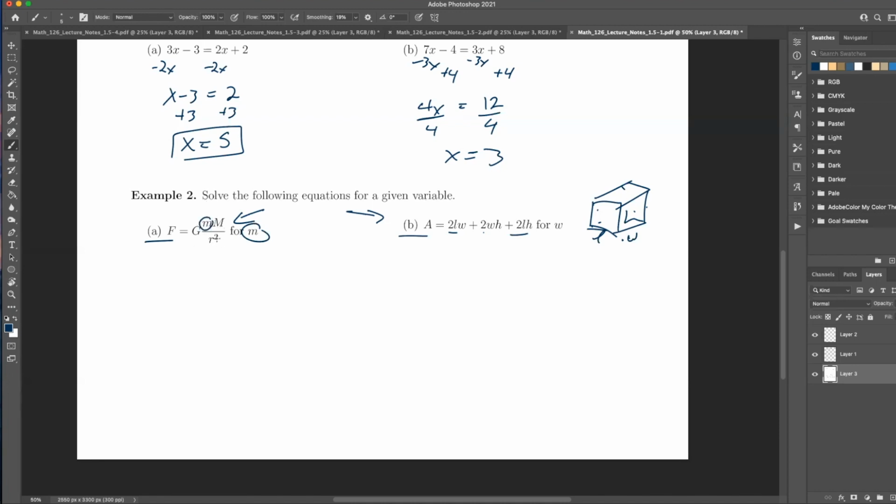And so what I'm going to do is I'm going to move everything over. And to do that, I'm going to do this slowly in steps. So I'm going to get rid of my fraction here. So I'm going to multiply both sides by r squared.